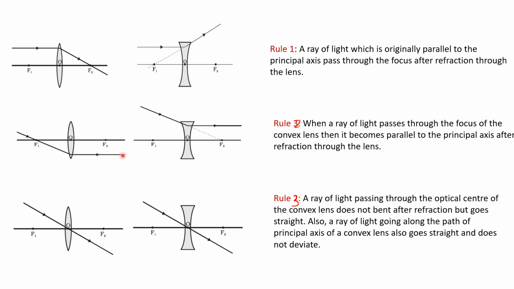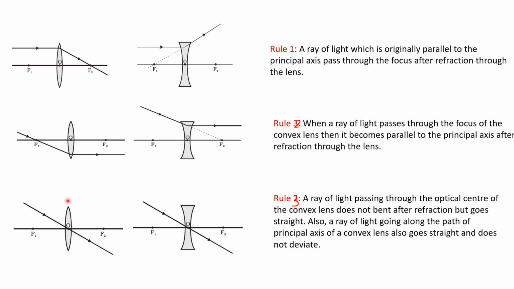Clear, student? Now in the case of a concave lens, a ray directed to the focus, it seems that it is going towards the focus. So after refraction, what will happen? After refraction it will emerge parallel to the principal axis. A ray directed towards the focus, after refraction, becomes parallel to the principal axis.